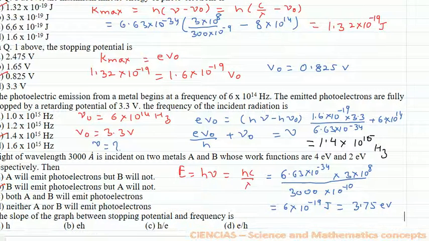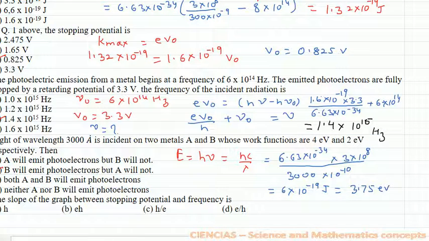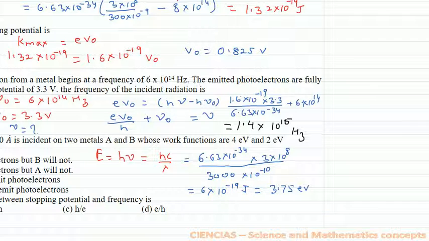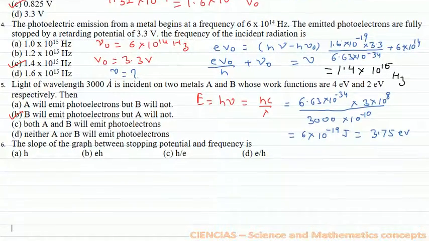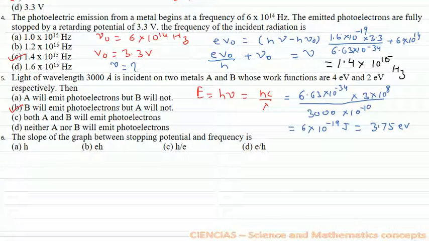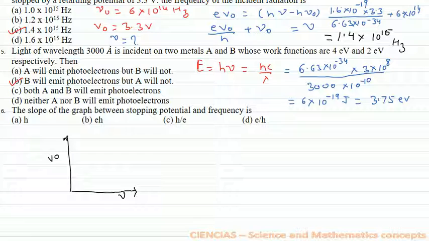Now in question number 6, we are given the slope of the graph between stopping potential and frequency. So we draw the graph first. The graph between stopping potential V0 and frequency is a straight line because stopping potential is directly proportional to frequency. So the graph goes like this.